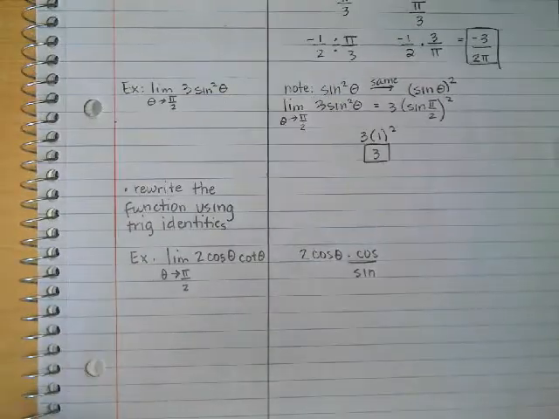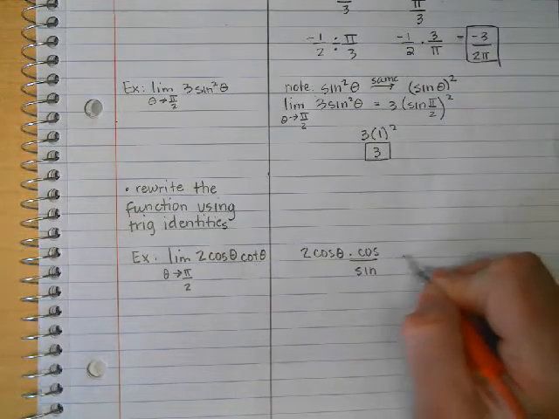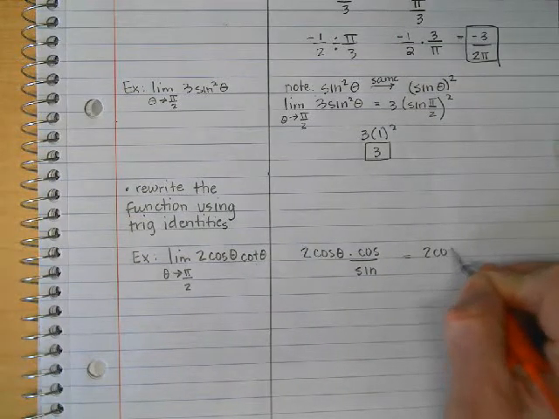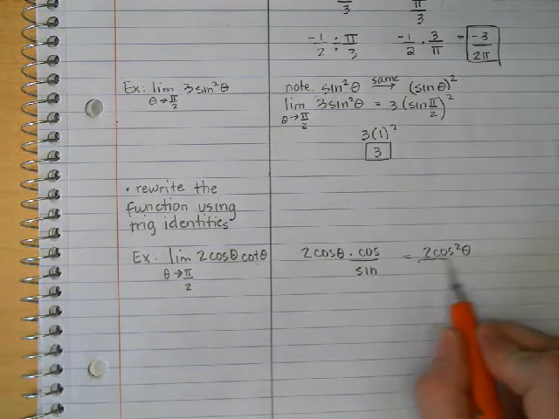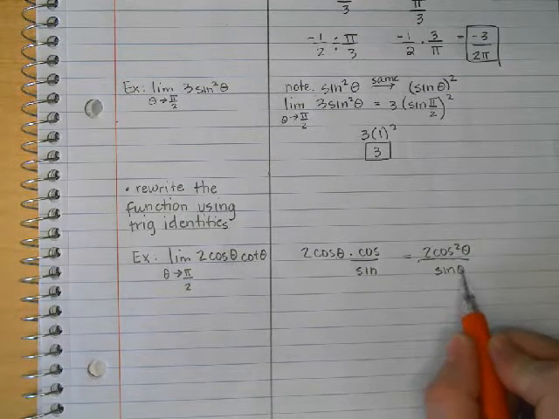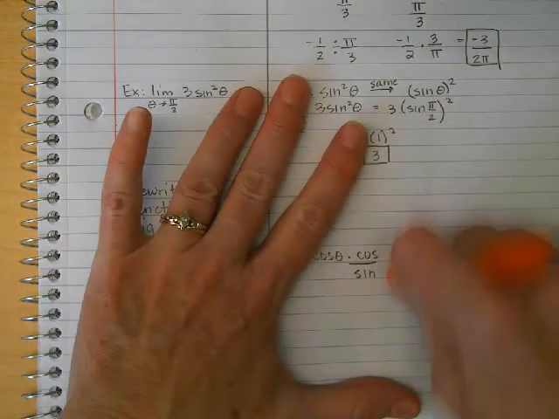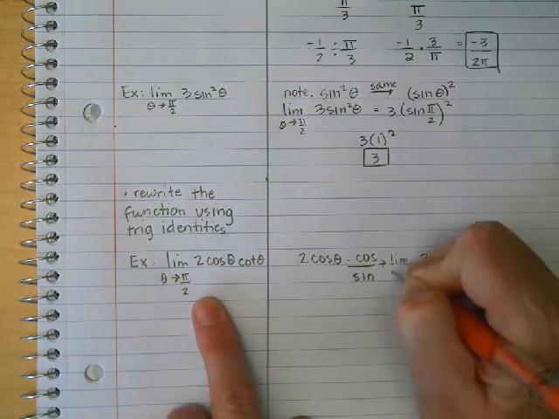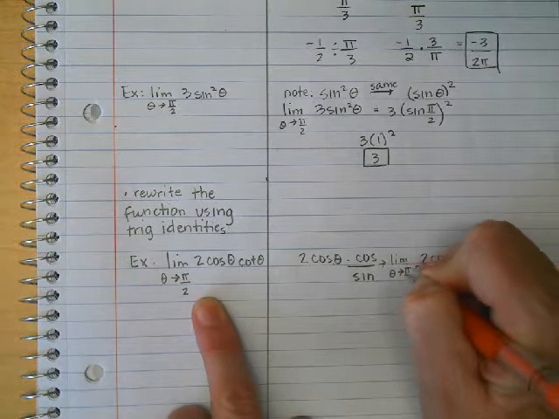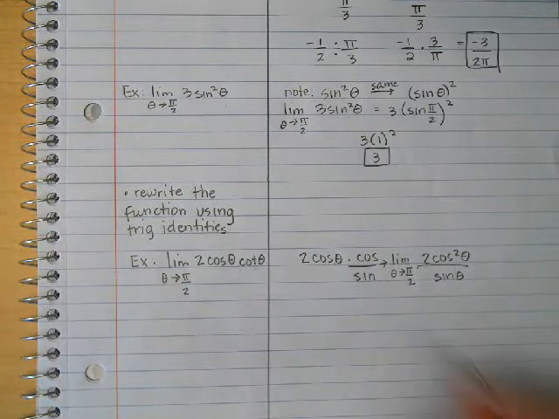So again, let's just look at ways that we can manipulate this. We have cosine times cosine, which is 2 cosine squared theta over sine theta. And that's just a friendlier thing for my brain. So I'm going to go back here and put my limit here, because remember, we have to be watching our notation. Now I'm going to do my direct substitution on the next step.